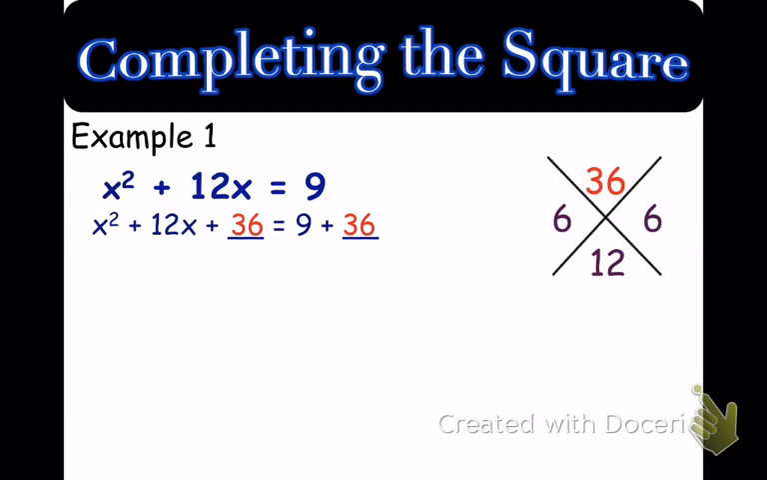And then we factor this using our shortcut. We get a perfect square, so x plus 6, x plus 6. I'm skipping that step where I write it twice. 45 comes from combining 9 and 36 on the right side. All right, then we move on by solving this when we square root both sides.